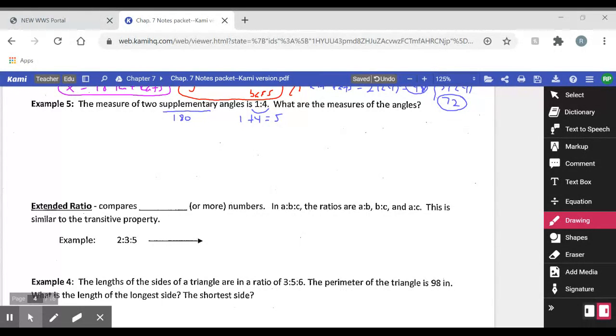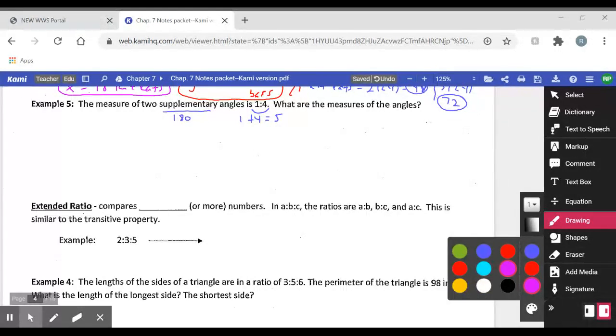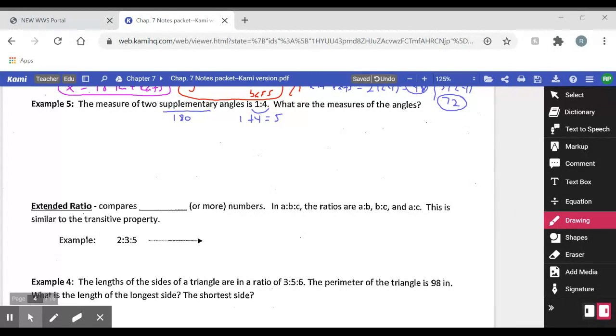And now we could set up the proportions like we did on the last one. I can say that one part of the ratio is 1 out of a total of 5, and that's equal to x number of degrees out of the total of 180. If I solve for that, I get 5x is equal to 180, and if I divide, I get x is equal to 36 degrees. Again, if I want to figure out the number of degrees of the other, I could just go 180 minus 36 to get 144 for the other.